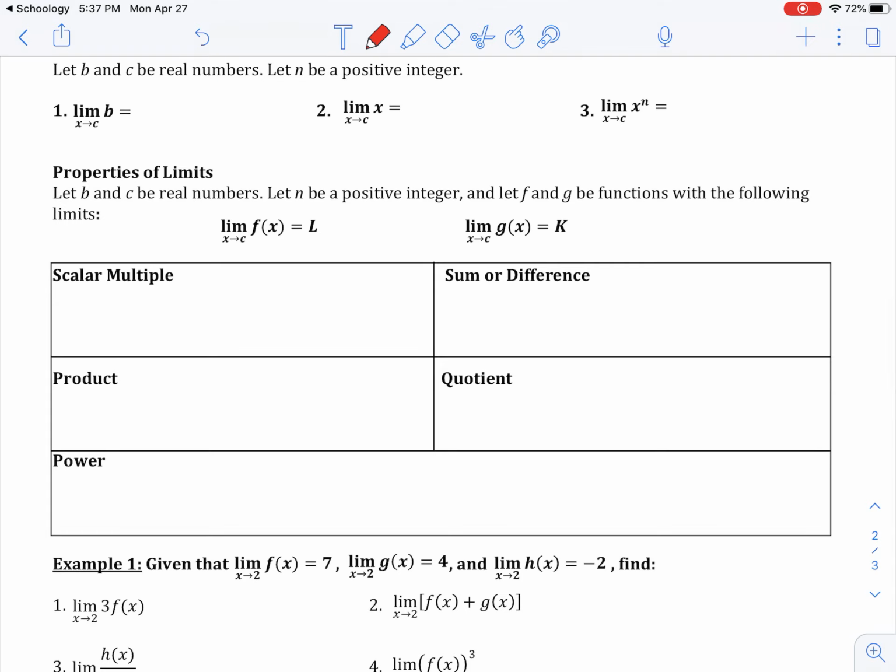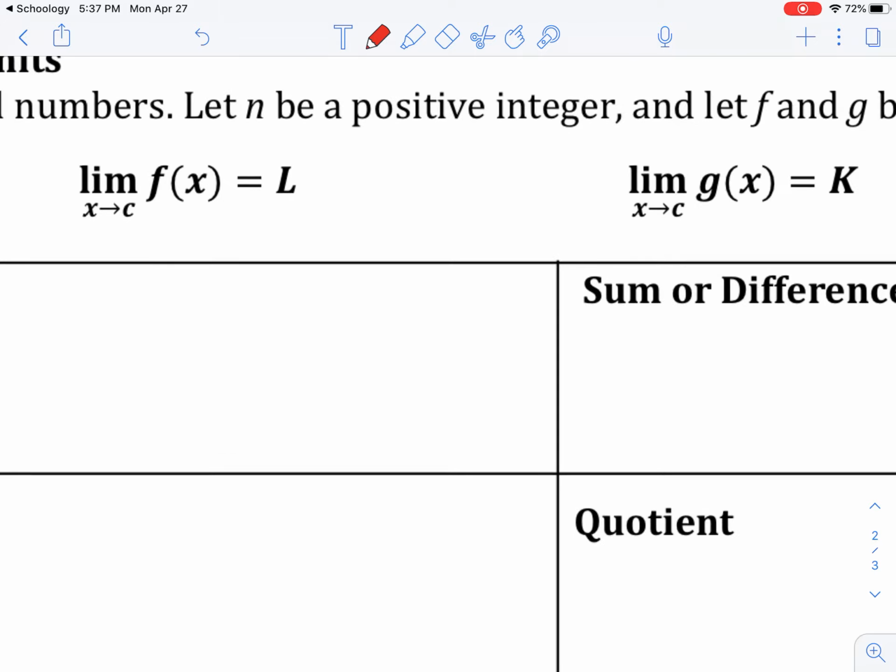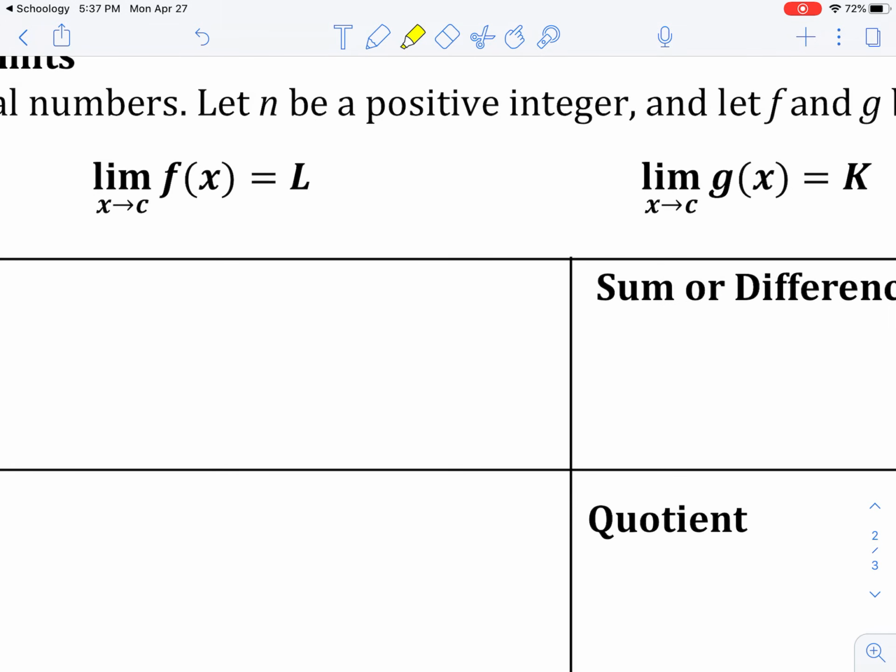Okay, so properties of limits. We're going to use the variables b and c in these, and we're going to use them as real numbers. So let n be a positive integer and let f and g be functions with the following limits. So here's one truth that I'm telling you.